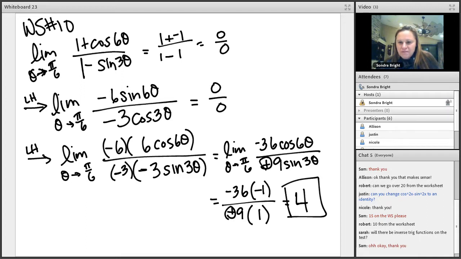Will there be inverse trig functions on the test? I would count on it. Those are fair game because the AP exam will ask you for it. So yes, I would definitely know them. It's not all of them, it's the 3: inverse sine, inverse cosine, and inverse tangent. Those are the ones I would know.